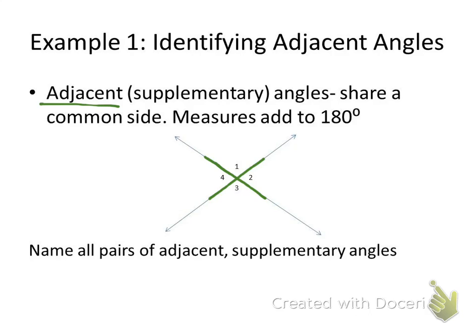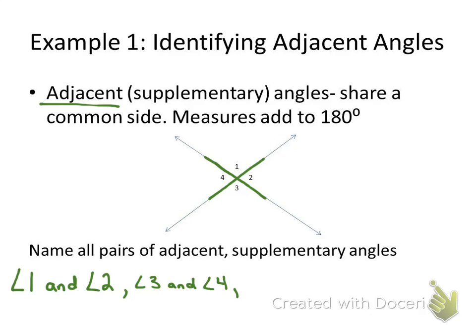I have angle 1, and remember we use our angle symbol, and angle 2. Because angles 1 and 2 share the common side, and I know that they're supplementary because they both lie on the same line. Do you see that? Can someone give me another example, another pair? Justin? Angle 4 and angle 3. Okay, very good. 4 and 3, or you could say 3 and 4, either way.